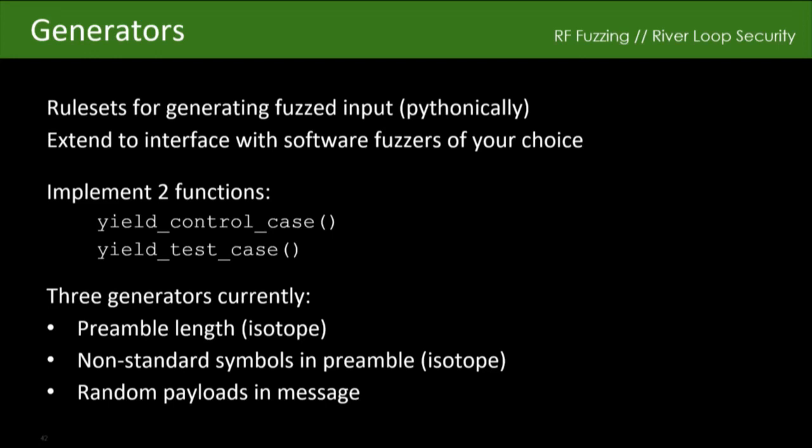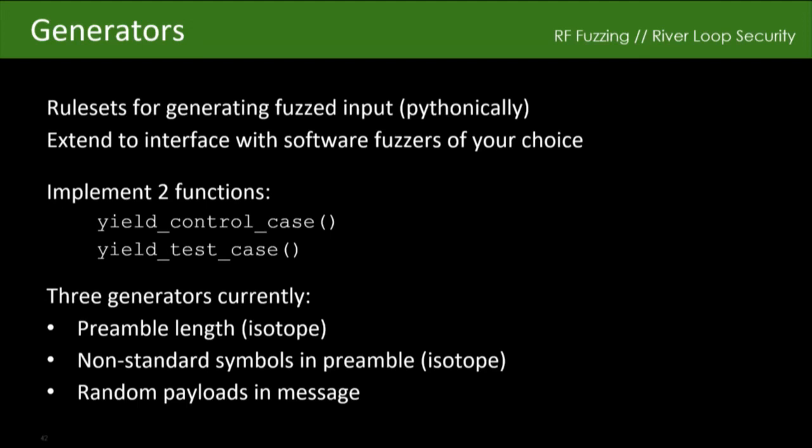And this spits out the permuted input, the randomized input, whatever we're going to use to try to cause a bad state. In what we're showing today, we're going to be using the preamble length generator, but we also implemented two others. We'll show you the preamble length in a minute, more illustrated. The other one is to put non-standard symbols in. So if the standard says, as Matt pointed out earlier, 01010101, what if we start changing that, 11001100, and see what happens to the radios there.